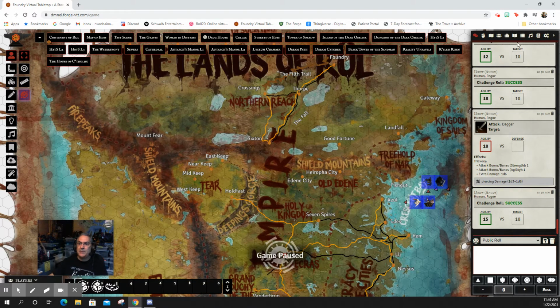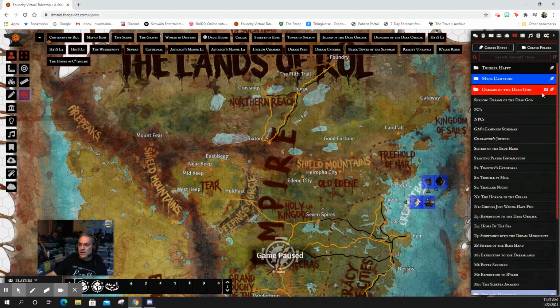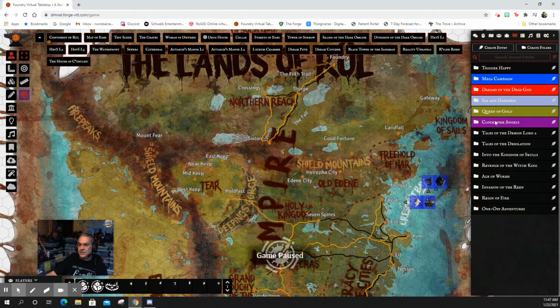Now, the shadow that I'm using for this campaign is detailed over here in my journal directory. And the journal directory has my mega campaign folders in here. So these are the different folders that I have planned. The ones that are in black are further out. I haven't really given them a whole lot of thought, or put a whole lot of thought to paper, I should say. But the ones that are in color are the ones that I'm on right now, which is Dreams of the Dead God, but I also have these three plotted out to a certain degree.